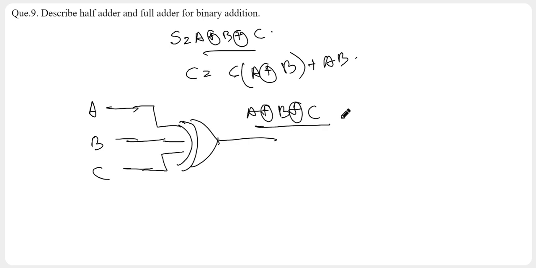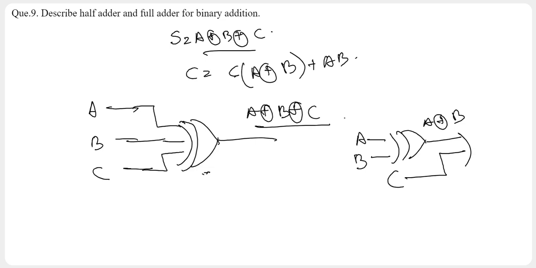We can do it like this if it is a 3 input XOR gate, but XOR gates are normally 2 input. So let us write A, B. They are XOR gated individually to get A XOR B, and now C is XOR gated with A XOR B to get A XOR B XOR C. So this is our expression of sum.